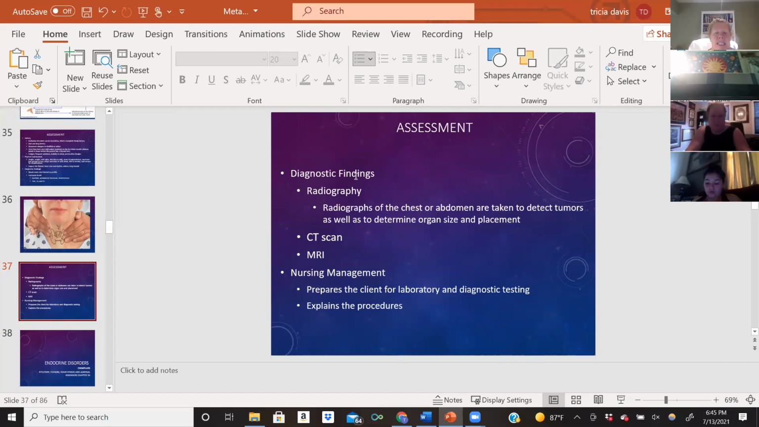We might have to do CT scans, X-rays, or MRIs. Sometimes we're looking at the neck. Sometimes we're trying to identify tumors. Sometimes we want to see the size of the organs, see where they are, what size they are.